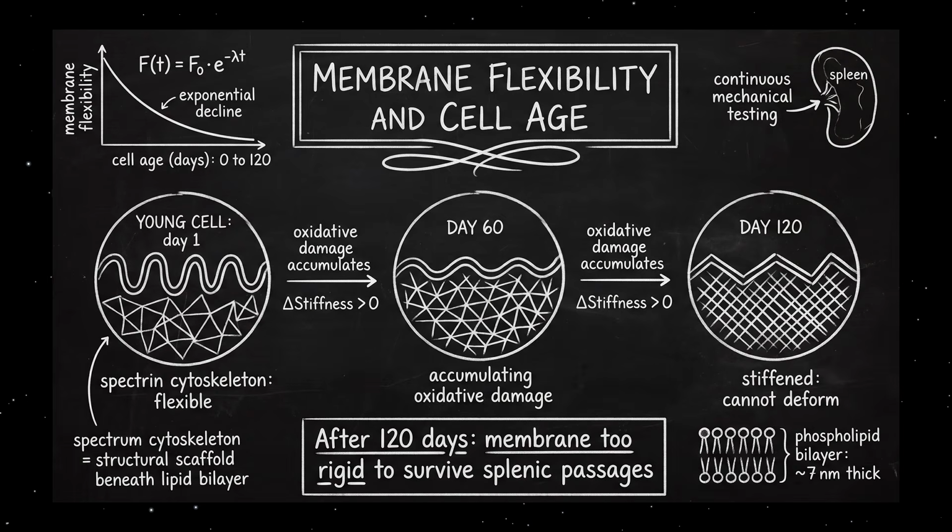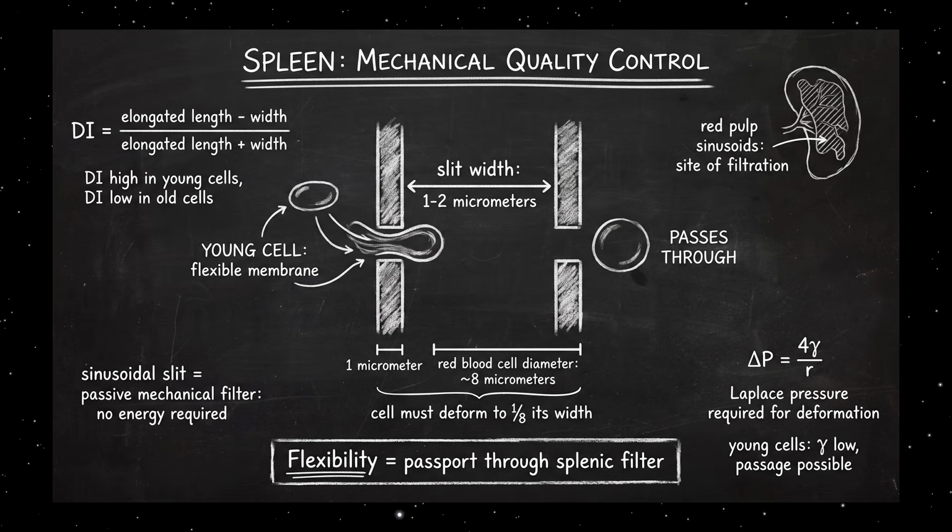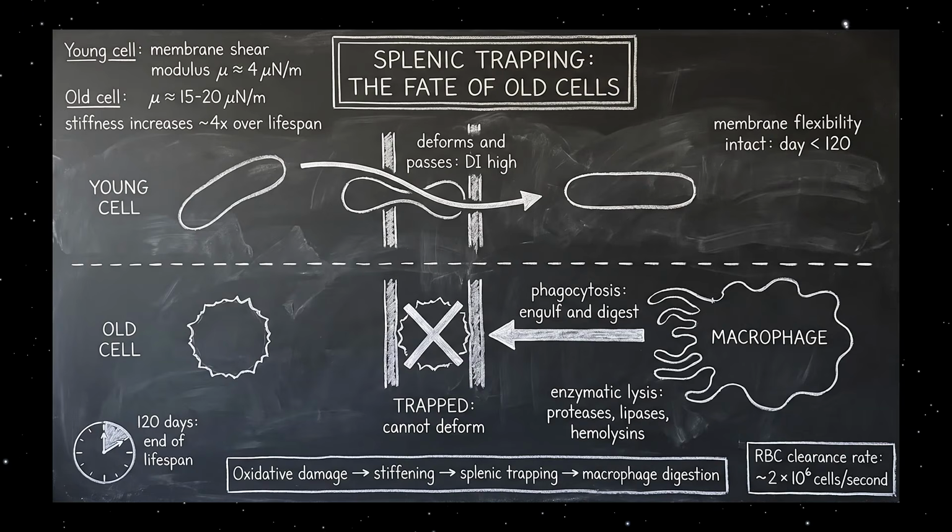Membrane flexibility declines with cell age. The spectrin cytoskeleton beneath the membrane accumulates oxidative damage over the cell's 120-day lifespan, stiffening progressively until the cell can no longer deform through the smallest passages. The spleen tests this continuously. Spleen is a mechanical quality control system. Splenic red pulp sinusoidal passages are slits approximately 1 to 2 micrometers wide. Young flexible cells deform and pass through. Old cells whose membranes have stiffened from 120 days of oxidative damage cannot squeeze through the slits. The spleen traps them. Macrophages engulf and digest the trapped cells.